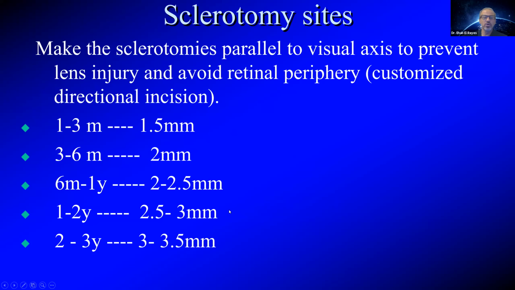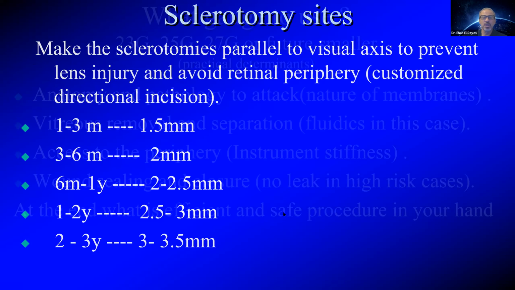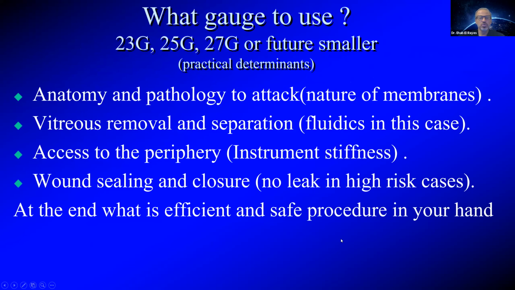So you have to know where you're going to put your sclerotomies. What type of instruments could we use? We all know about small gauge. Should we use 23, 25? Is there a difference? It depends upon the anatomy and the pathology of the membranes you're dealing with. If they're tough membranes, then you can't use small scissors. For vitreous removal and separation, you have to have good fluidics to separate the hyaloid. It's difficult in the pediatric age group. Access to the retinal periphery depends on instrument stiffness. If the instruments won't stiffen up, then you won't reach the retinal periphery.